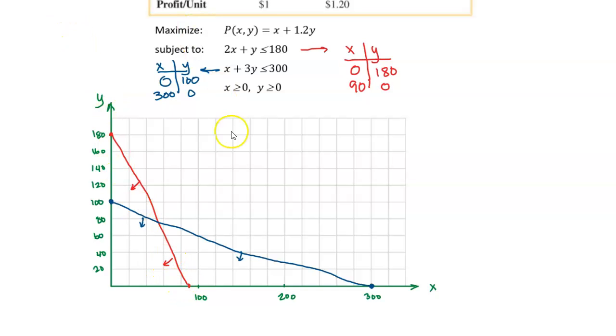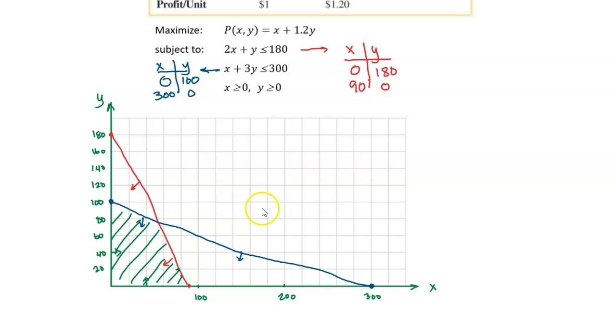And then I also have the constraints that x and y are greater than 0. So I want the set of all the x and y values that satisfy all of those equations. It's going to be this region right here. All right, so that's my feasible set, my feasible region. That gives me all of the possible x and y values that satisfy those constraint equations.